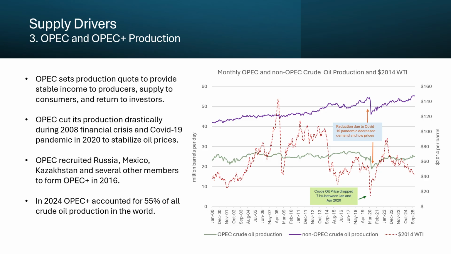OPEC sets production quota to provide stable income to producers, supply to consumers, and returns to investors. World crude oil prices are very reactive to what OPEC does. Chart on the right shows that for the last 25 years, OPEC production has been fairly flat, whereas non-OPEC production shows a slight increase in the trend, primarily due to the explosion of tight oil production in the US.